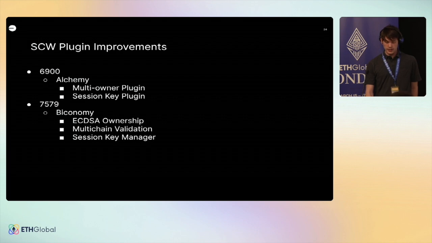Yes, for Alchemy, and so does Biconomy. There's a couple other providers that have it, but those were the 2 that are leading these EIP 6900 and 7579.